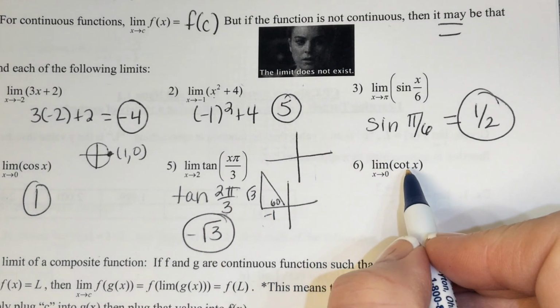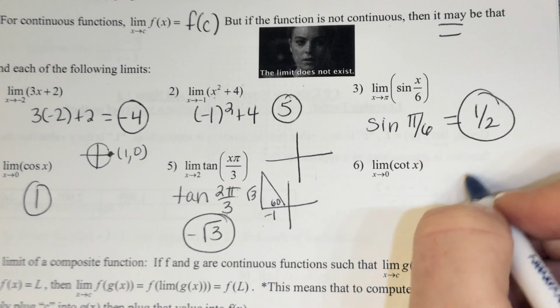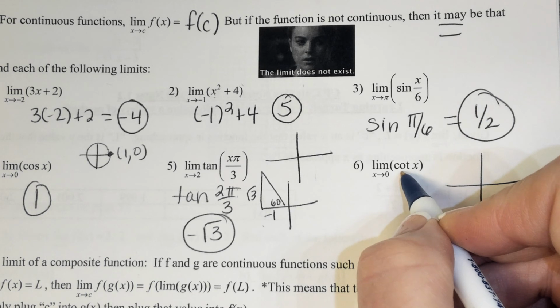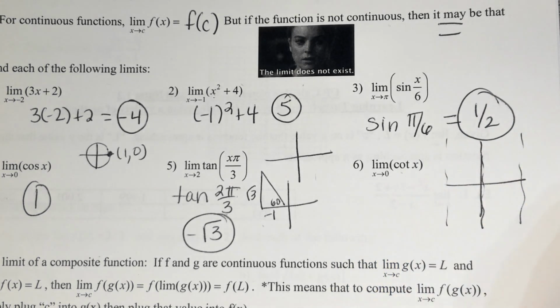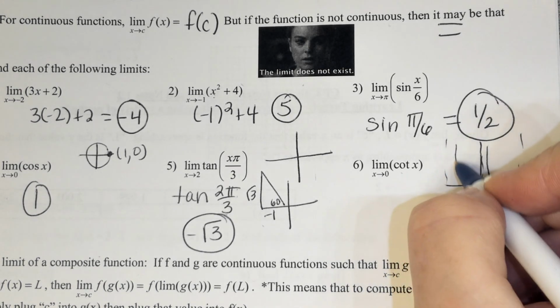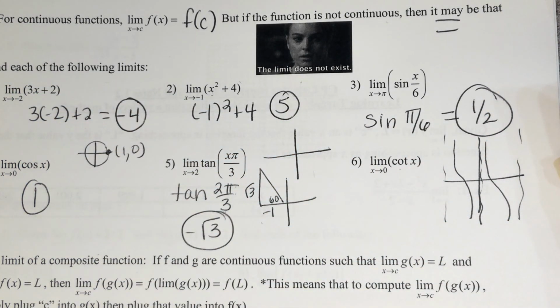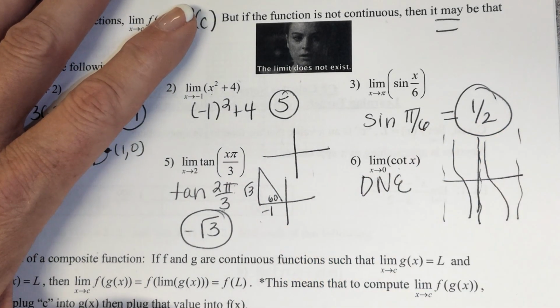All right. Cotangent. Is cotangent continuous? Nope. Where does it have vertical asymptotes? Remember that trick I told you? Cotangent has its first asymptote at 0. So it has an asymptote at 0, asymptote at pi, asymptote at negative pi. So as we approach 0, this is the way the function looks. As I approach 0 from the left and the right, am I approaching the same value? No. This would be where the limit does not exist.